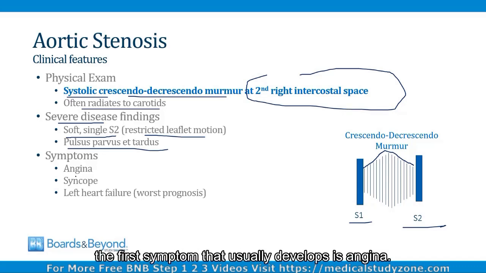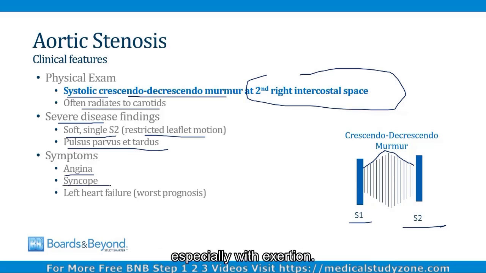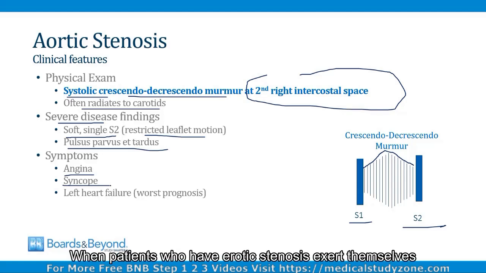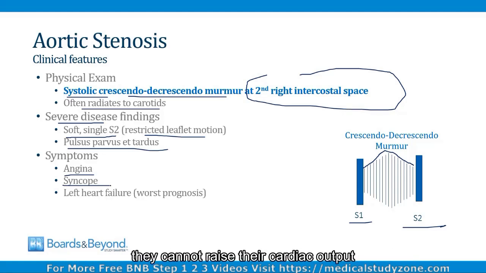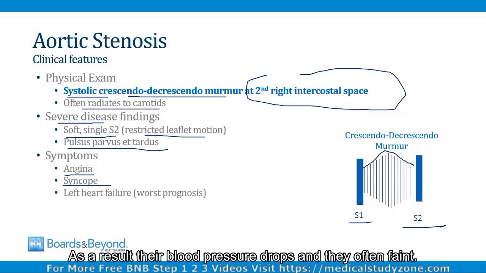In terms of symptoms, the first symptom that usually develops is angina. This is exertional chest pain. The second symptom is usually syncope, especially with exertion. When patients who have aortic stenosis exert themselves, they cannot raise their cardiac output like they need to with exercise. As a result, their blood pressure drops and they often faint.